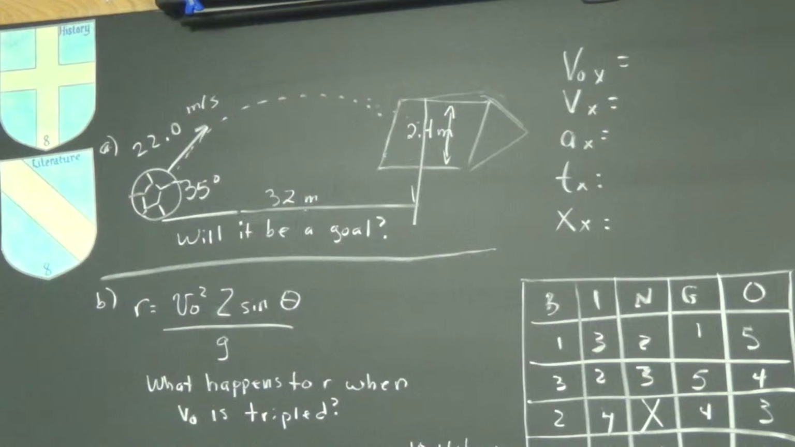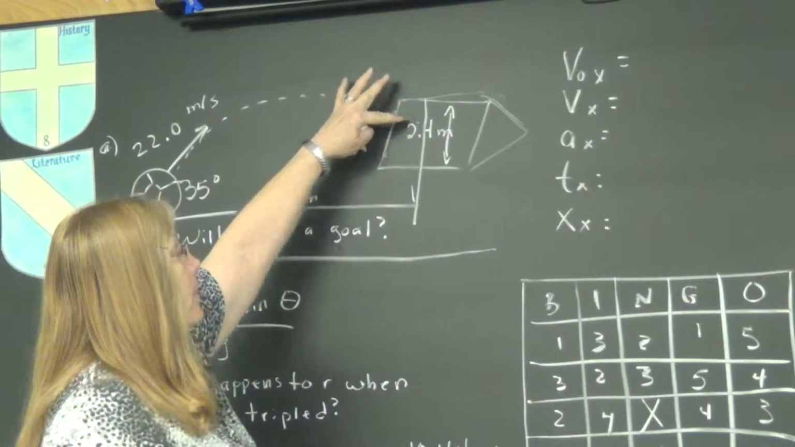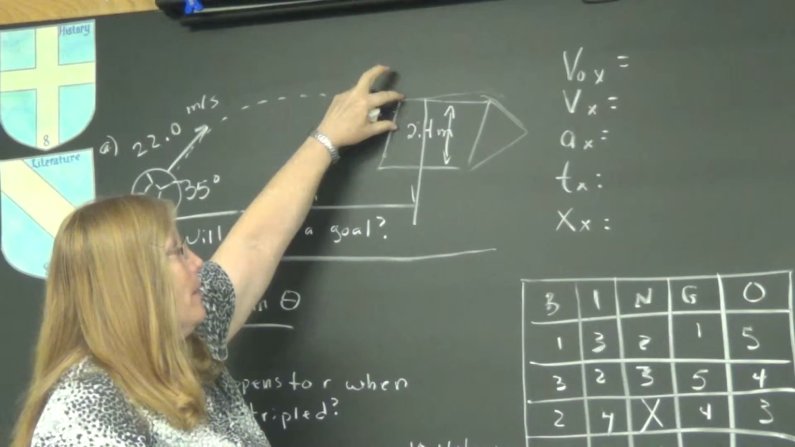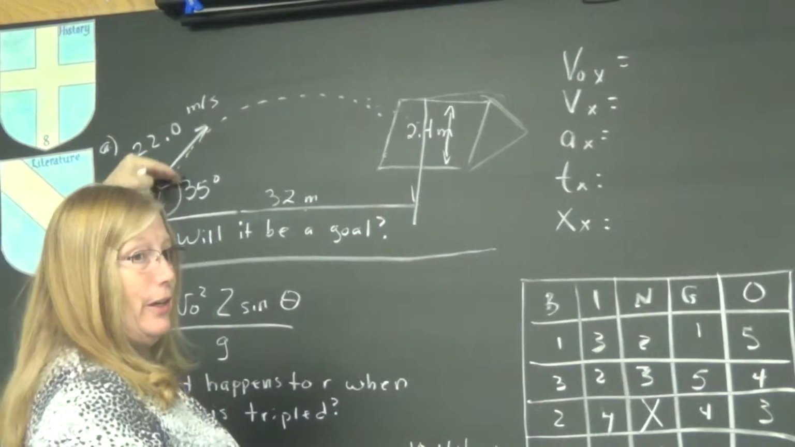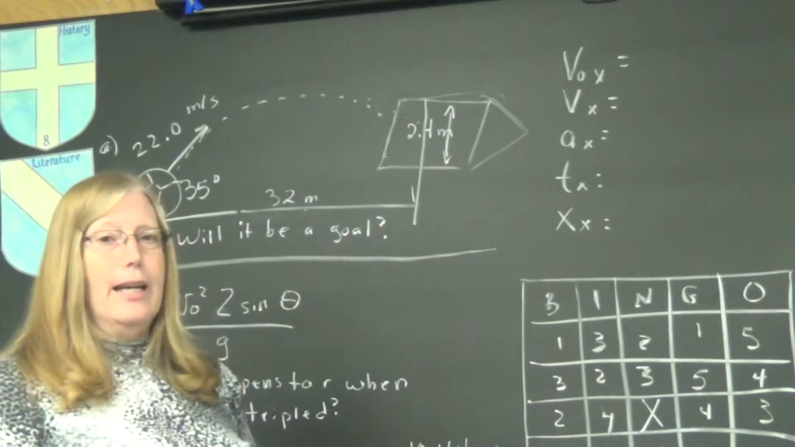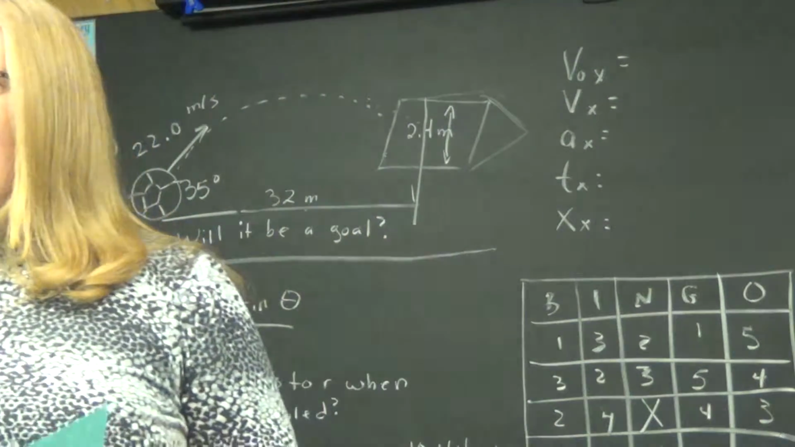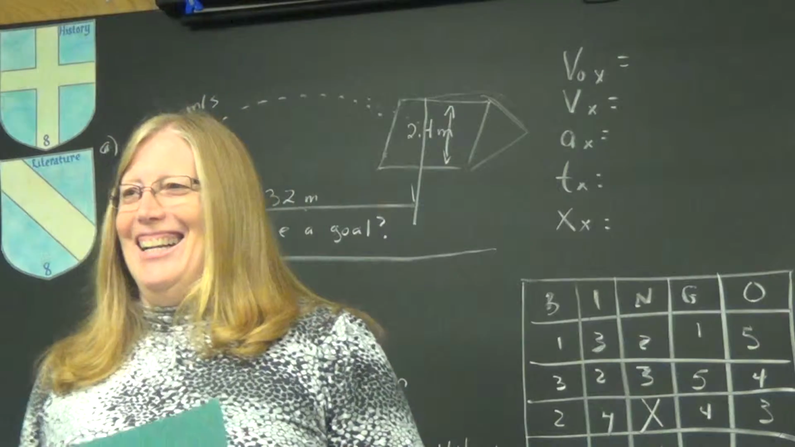So the range equation won't work here. Pardon? It won't, because it may not. It's possible that it'll zoom in this goal up here, which is a different height than when it started. So the range equation has to be at the exact same height at the end as it started. Are you alright with that, Alex?